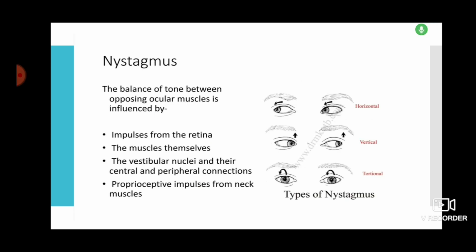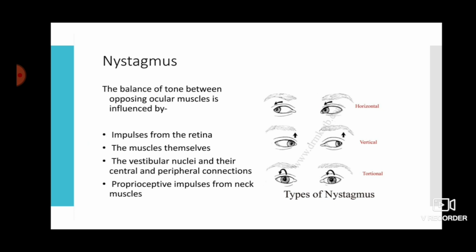So next we have nystagmus. The balance of tone between the opposing ocular muscles is influenced mainly by the impulses from the retina, the muscles themselves, vestibular nuclei, and the central and the peripheral connections, and also the proprioceptive impulses from the neck muscles. Nystagmus is nothing but the abnormal movement of the eye, or it can also be named as abnormal jerky movement of the eye.